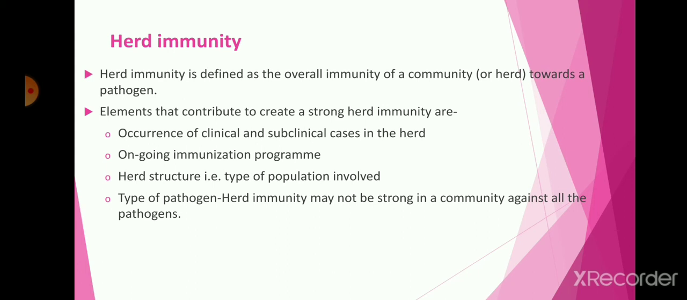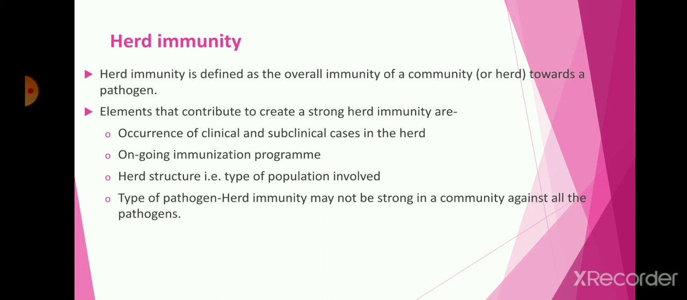So in a group of people or organisms, some clinical and subclinical cases occur. Then ongoing immunization programs take place, like polio. We know that polio vaccination is being carried out all over the world for the eradication of the polio virus. Then herd structure, that is, the type of population involved. Many populations are involved in the immunization program to eradicate polio from the community or the world.